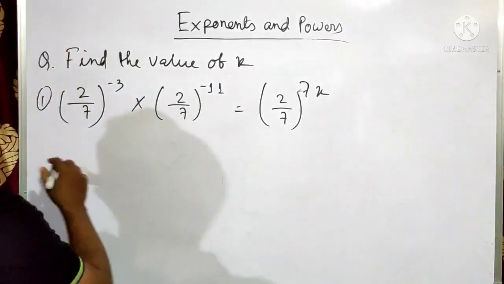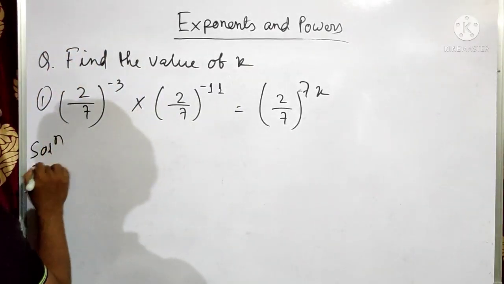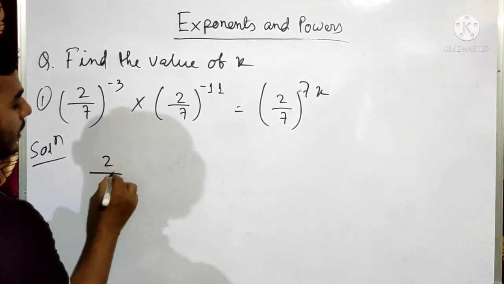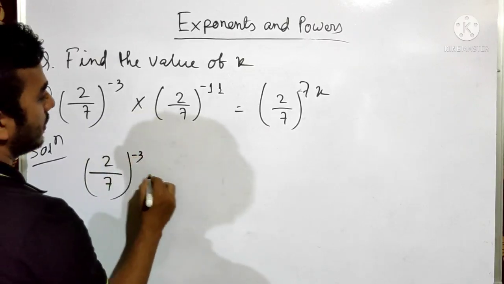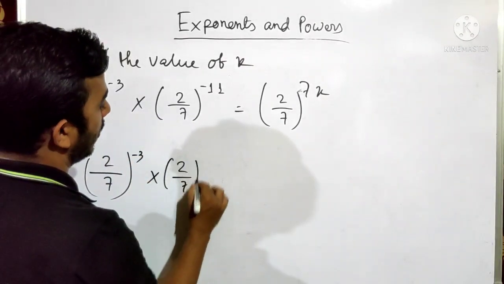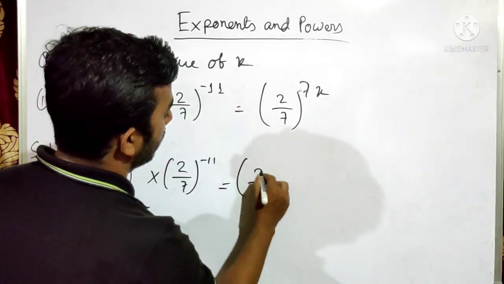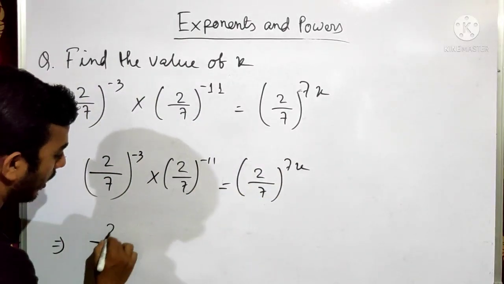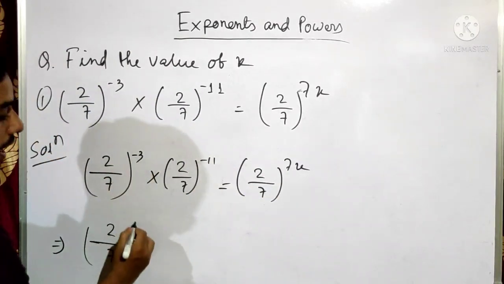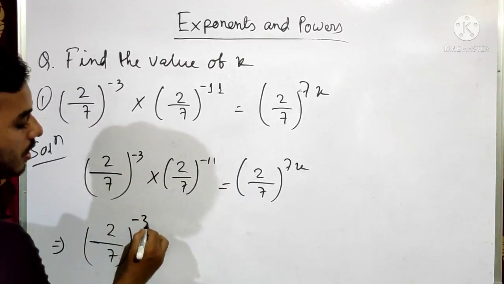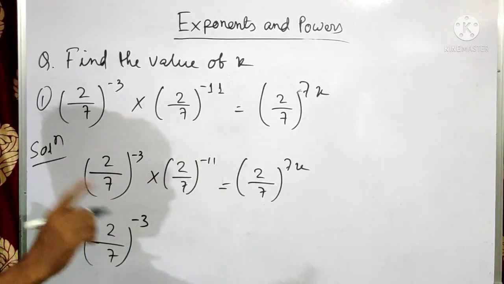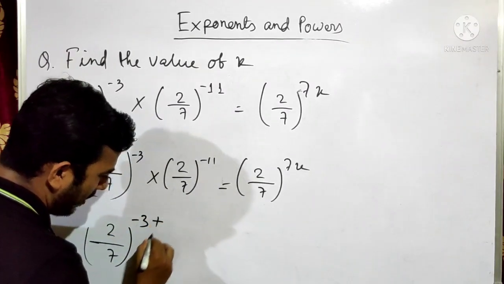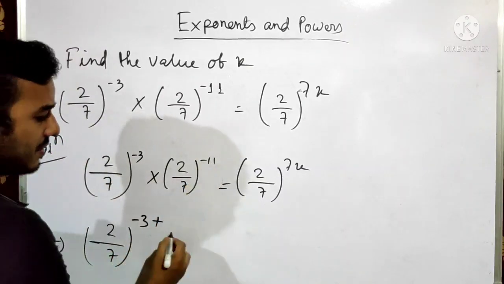Okay. So let's start. Here we have considered 2 by 7 as a, isn't it? So it will be 2 by 7 power minus 3 into 2 by 7 power minus 11 equals 2 by 7 power 7x, isn't it? So a power m into a power n means a power m plus n. Look, a power m, here m is minus 3, then plus, with the formula a power m plus n. N here is minus 11.